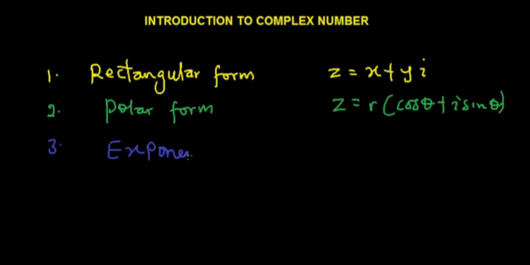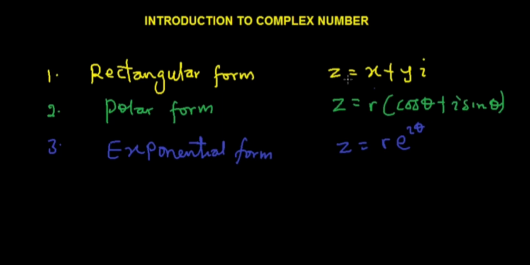The exponential form is written like this: z = r e^(iθ). I'm going to be explaining all this in subsequent videos, so we can get what each of these forms represents. Now we know we have three forms: the rectangular form, z = x + yi, the polar form, and the exponential form.